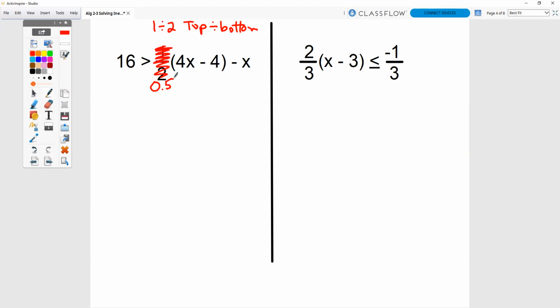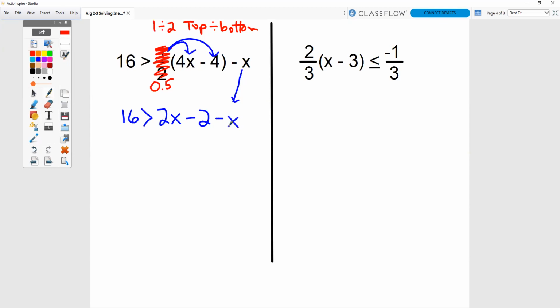All right. So I want to do the distributive property first. I want to get rid of my parentheses first. So if I get rid of my parentheses, I'm going to do this 0.5 times 4x and times -4 to get rid of the parentheses. I'm not going to touch that minus x yet. So I'm going to bring down everything that I didn't use yet. 16 is greater than. 0.5 times 4x is just 2x. 0.5 times -4 is -2. And then I'm just going to bring down this minus x.